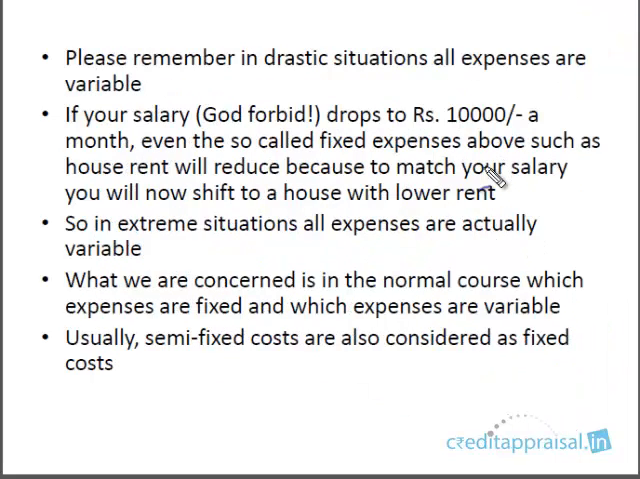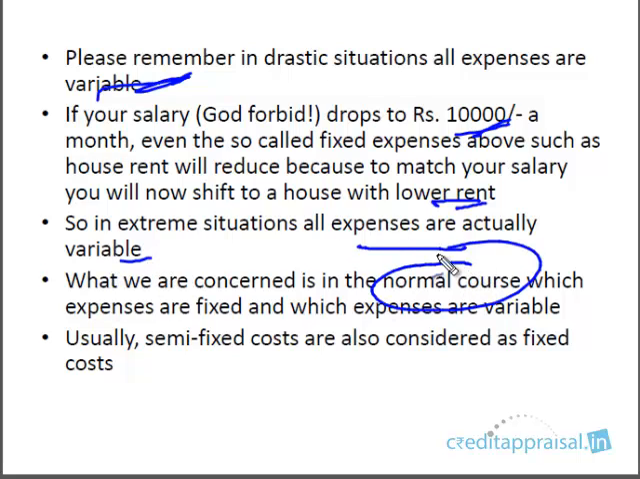And as I earlier pointed out, in drastic situations all expenses are variable. So in the earlier example, if the salary drops to 10,000 from 30,000, then every expense will be a variable expense, because now you'll be trying to cut down on every expense. Earlier the house was not shifted, but now you'll be shifting to a house with lower rent. So in extreme situations all expenses are actually variable expenses. We are only concerned with the normal course, and usually semi-fixed expenses are also considered to be fixed costs.